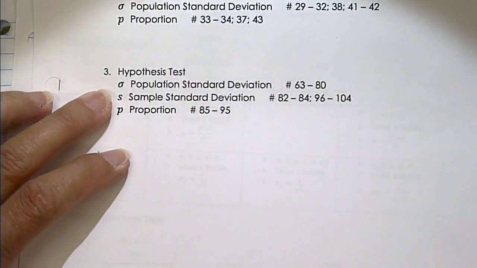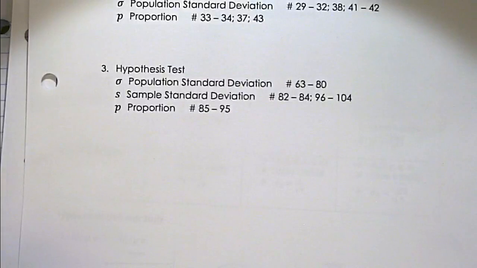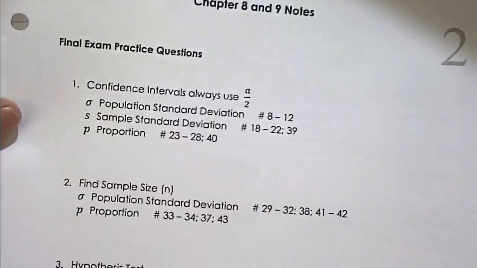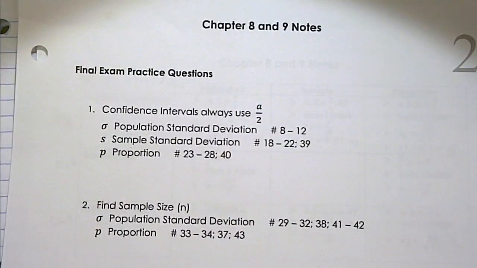So anyway, 3 types of hypothesis test problems. 1, we know the population standard deviation. 2, we don't know the population standard deviation. We must lean on the sample standard deviation. And 3, proportion problems again. Now, these numbers that are here are part of the final exam practice questions that are in the back of your guided notes book. And that's where we're headed today to do some of those.